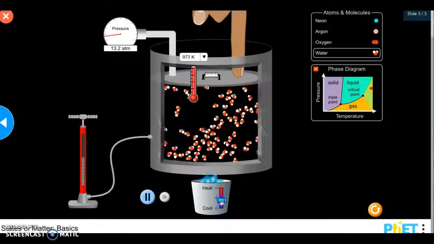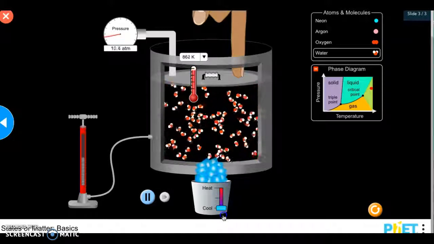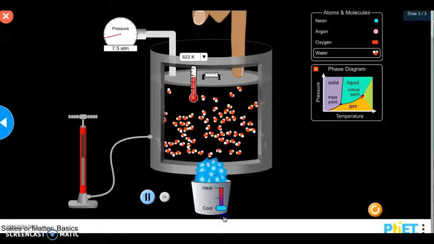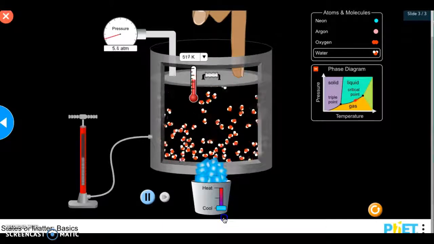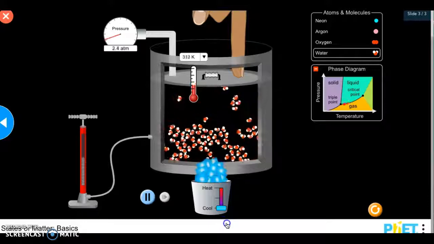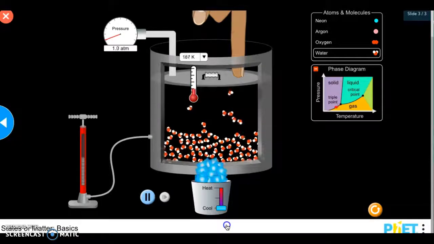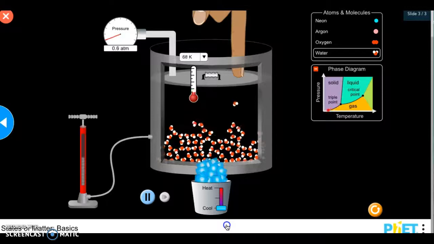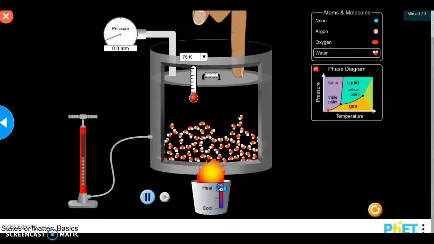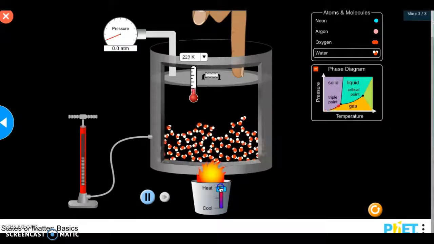But if I were to cool this, then these molecules would transform. They would spread apart. They're at a critical point right now, the liquid, and they're now at the triple point, which is the solid. And if I were to add heat, they would do the complete opposite, and they would spread apart.